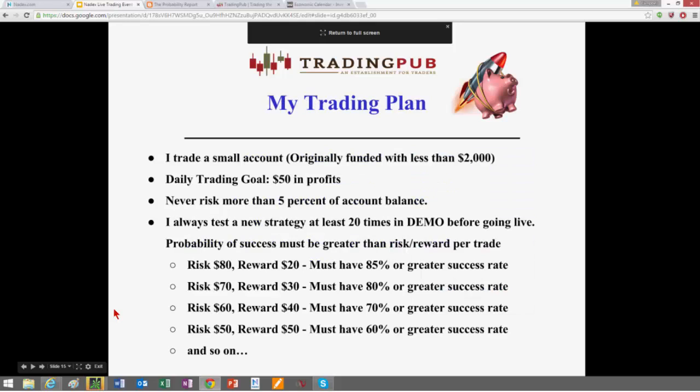My trading plan, personally, I trade a small account. I funded it with less than a couple thousand dollars. I have a daily trading goal of $50 in profits, and I never risk more than 5% of my account balance on any trade when I trade my live account.